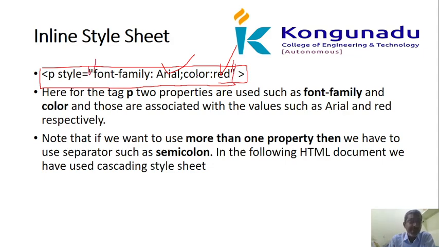So the open tag will have style. Okay. So here for the tag P, two properties have been used. I told you the font family and the color. Font family is Arial, color is red. So the associated values are Arial and red respectively. If you want to use more than one property, we have to use the separator as a semicolon. See here I have given the semicolon. Sorry, this is a colon, I use a semicolon. You can add one more property to this style sheet.